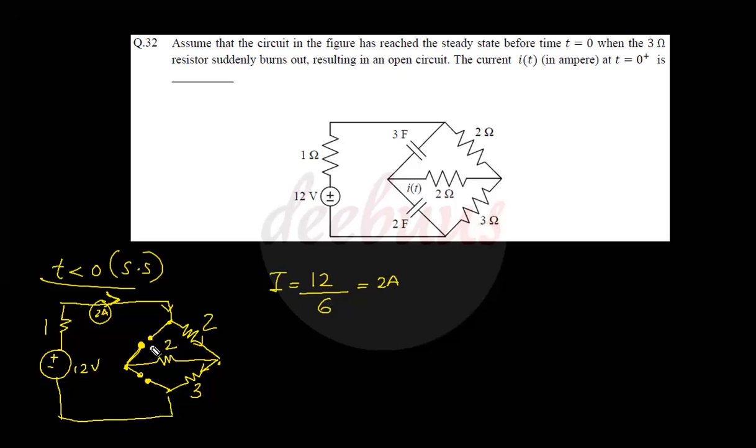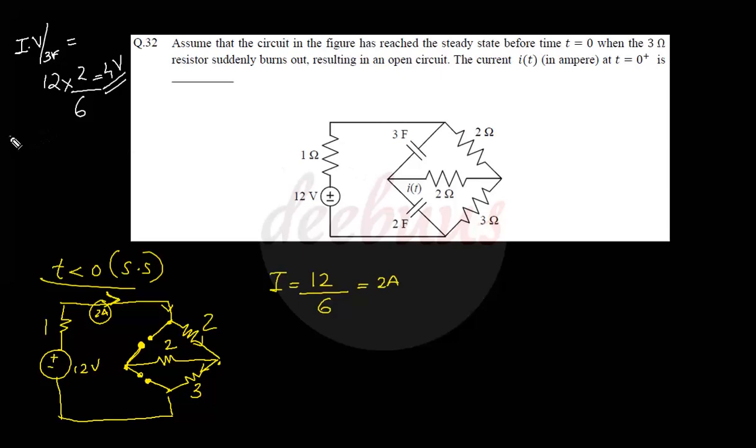Next we can check what will be the initial voltage across the 3 farad capacitor. As I mentioned earlier, the current will not flow through this 2 ohm. The initial voltage across the capacitor is across this 2 ohm. So the initial voltage across 3 farad is 12, that is the total voltage, into 2 divided by total resistance. Total resistance is 1 plus 2 plus 3, 6. So that turns out to be 4 volt. 4 volt is the initial voltage occurring across this capacitor on attaining steady state.